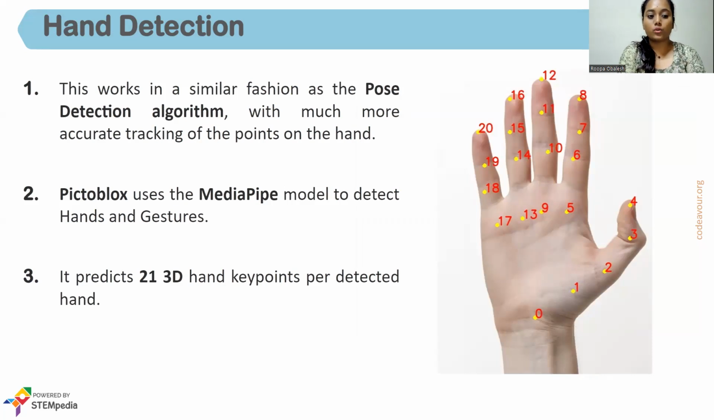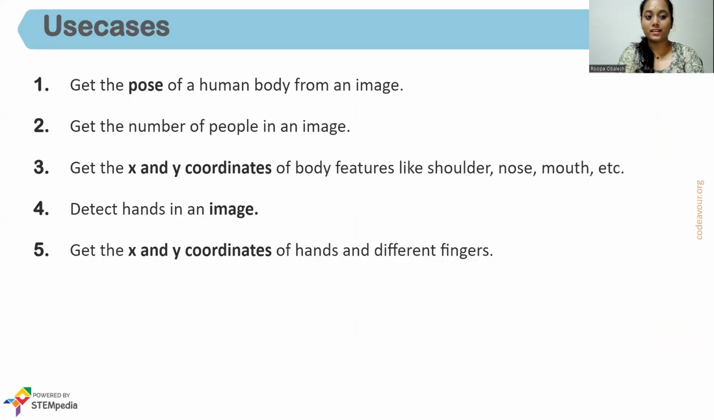Okay, so this is the overall view of how hand detection works. And now use cases here. So how we are using it. So get the pose of the human body from an image. So as you all, if you have explored PictoBlocks, you would have got to know that we have a machine learning environment within the PictoBlocks application. So there you can train your model, you can do various activities by training it.